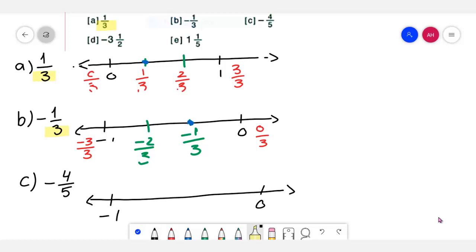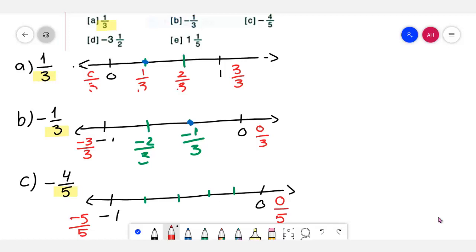I have my denominator as 5. So the number of rational numbers between 0 and negative 1 is less than 5 by 1. So they are 4: 1, 2, 3, and 4. I know that 0 is 0 over 5. Negative 1 is negative 5 over 5.